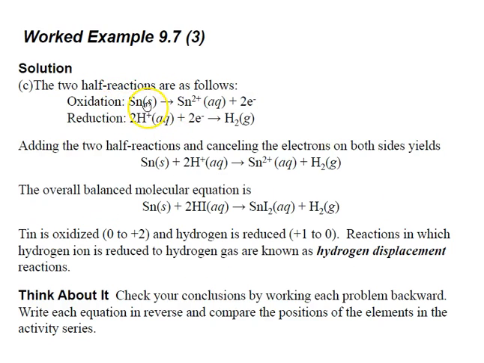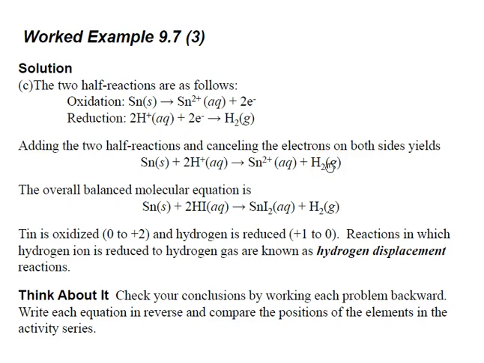So our two half reactions. For the oxidation, we go from tin to tin 2+, and we lose electrons, so that is oxidation. For the reduction, we have our H+ gaining electrons to go to the neutral hydrogen gas. If we add the two half reactions together and cancel out the two electrons, we'll get this reaction. So we have our tin, the two protons, our tin 2+, and hydrogen gas.